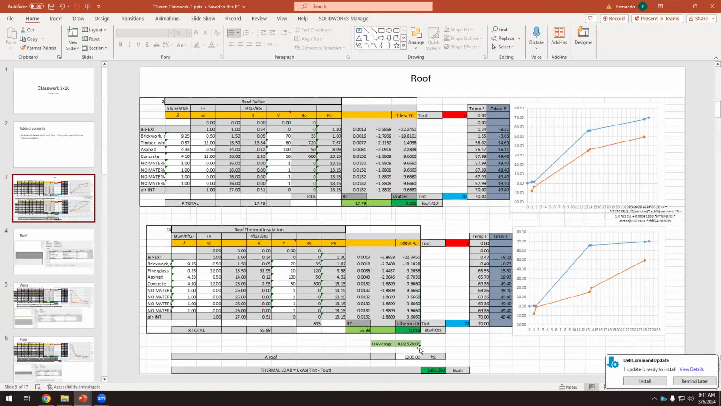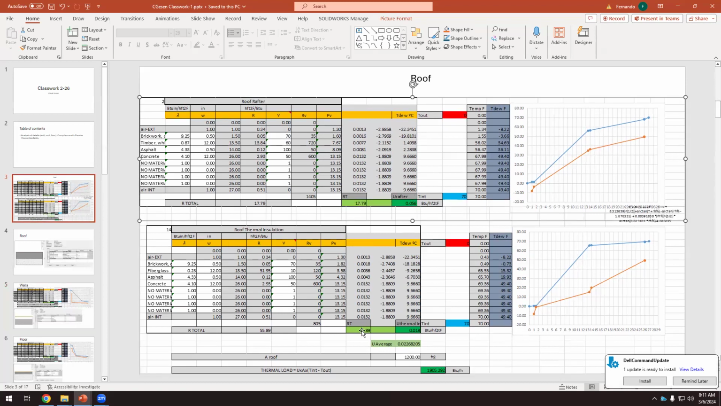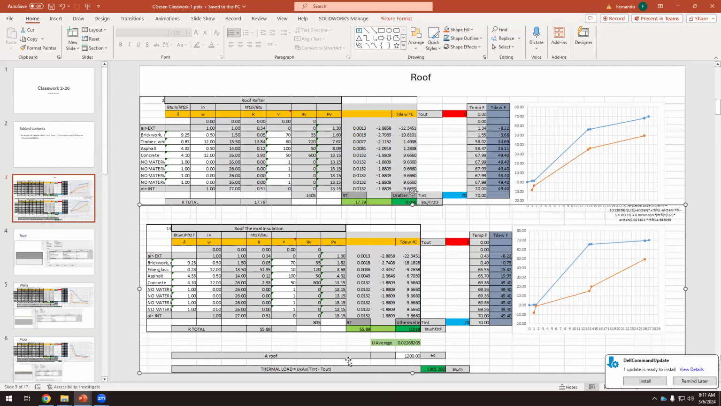In roof, we don't have the concept of the R value. In the roof we have the U average. Okay, because we have the R value of the roof rafter, we have the R value of the thermal insulation. And so this is 17, this is 55, and the U average is this value. Okay, so what would be the R value of the roof?